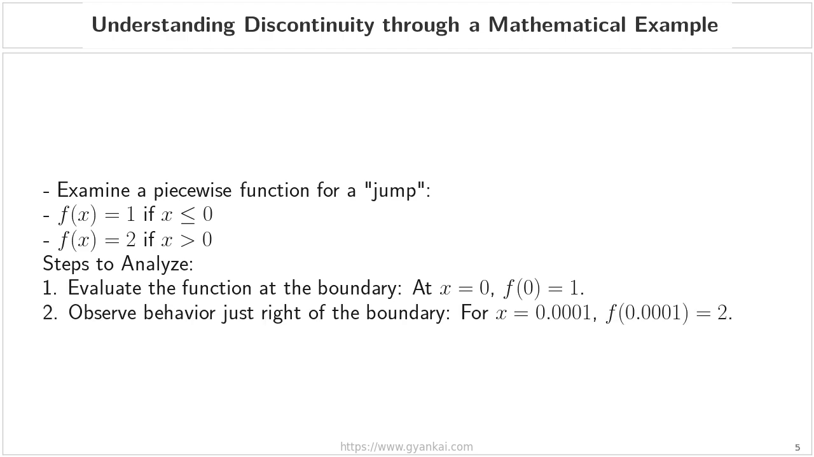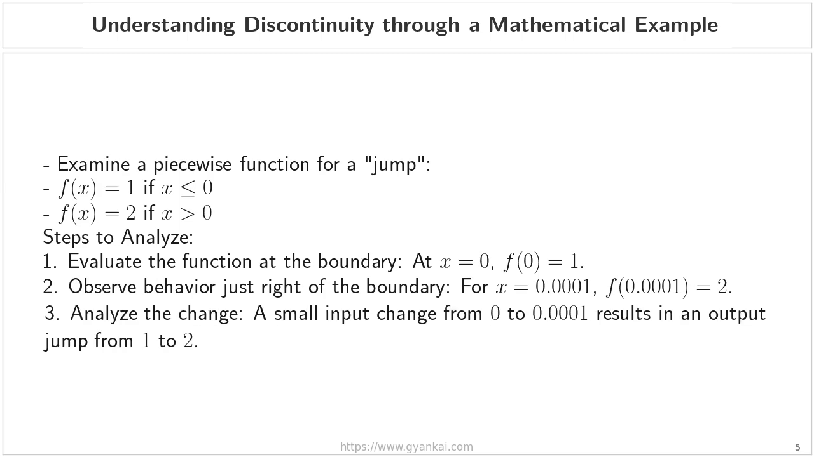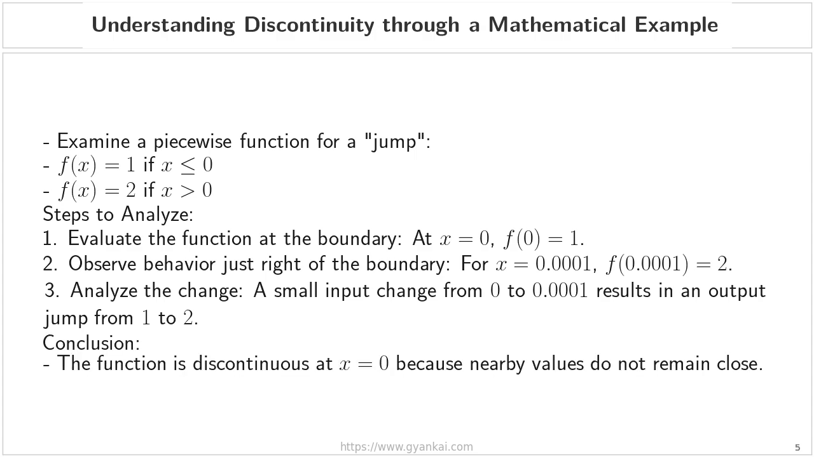Second, we observe the behavior just to the right of that boundary. If we move a tiny distance away from 0, for instance, to 0.0001, the second rule now applies, and f of 0.0001 equals 2. Third, let us analyze the change that occurred. Notice that a very small change in the input, moving from 0 to 0.0001, resulted in the output jumping abruptly from 1 to 2. In conclusion, the function is discontinuous at x equals 0.